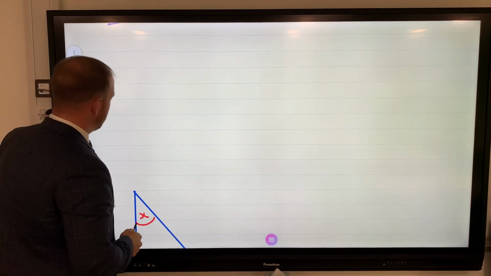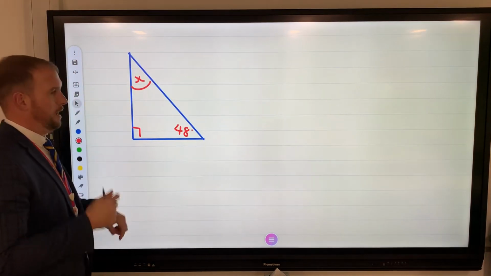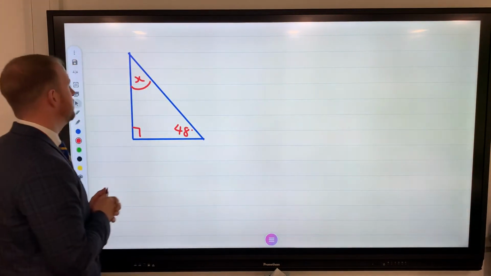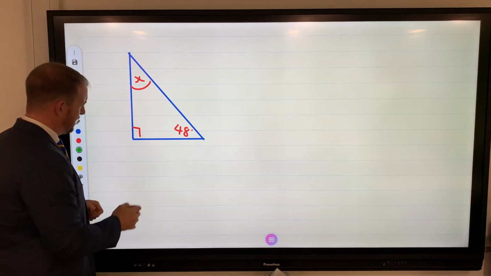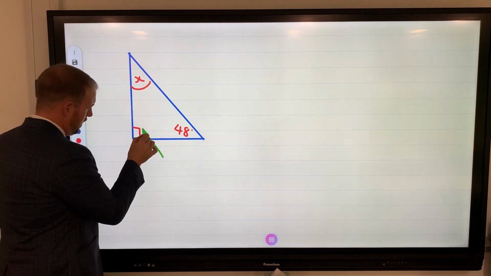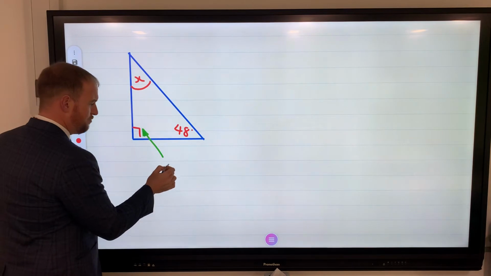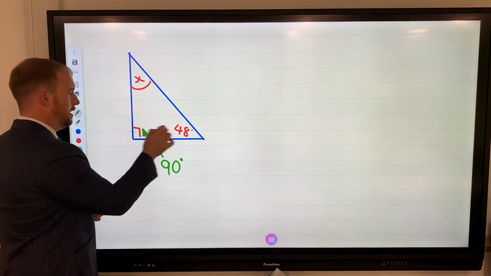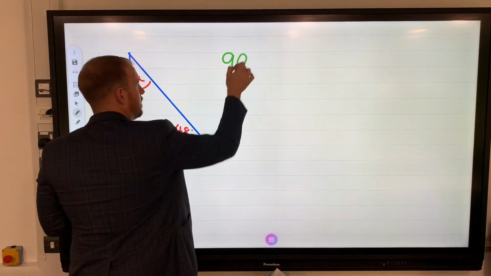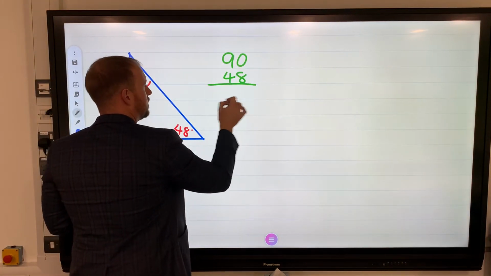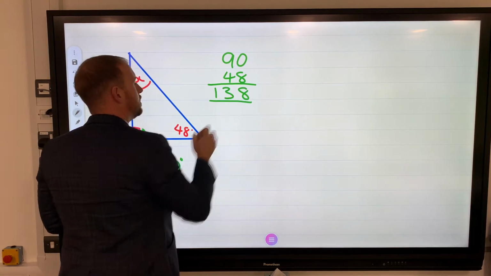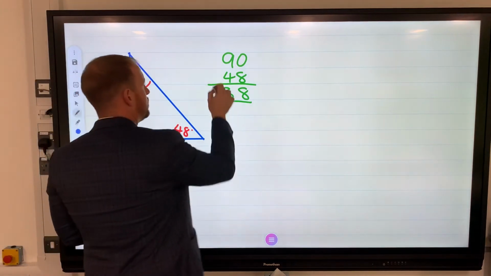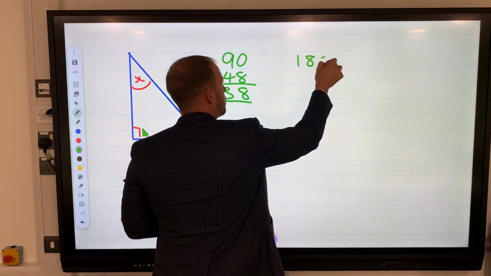Now, we have different types of triangles. However, the sum of the interior angles is always 180 degrees. We now have this little symbol. This little square here is a right angle, which is 90 degrees. So to find the missing angle, let's add these two together. 90 add 48 is 138. Our missing angle now, we can use our total, which is 180.